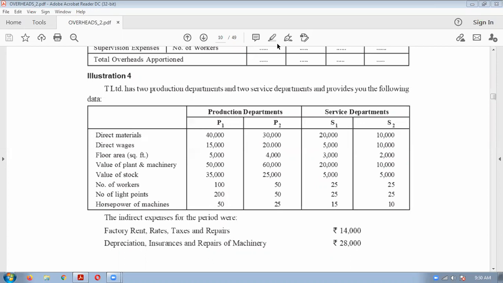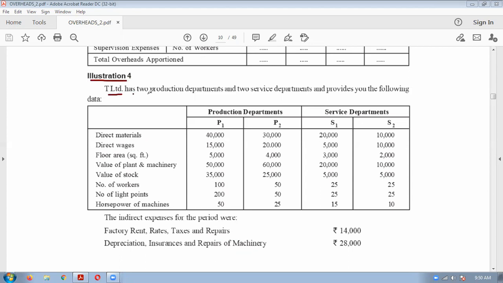Now, read this illustration. In this we will understand how to charge the common expenses to the product. So common expense means overhead. For understanding, you can understand overhead means common expenses. So just everybody read this illustration.